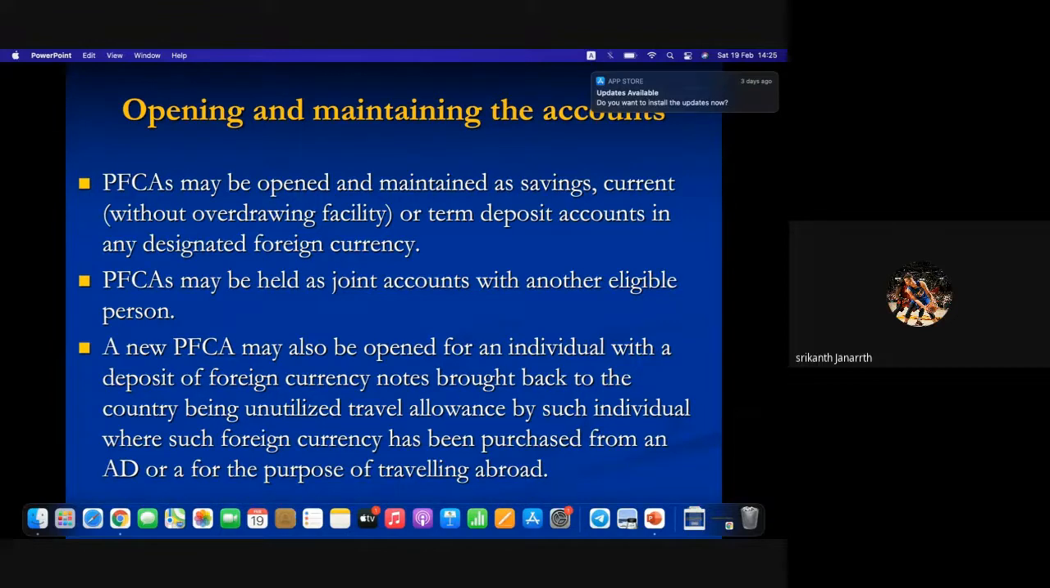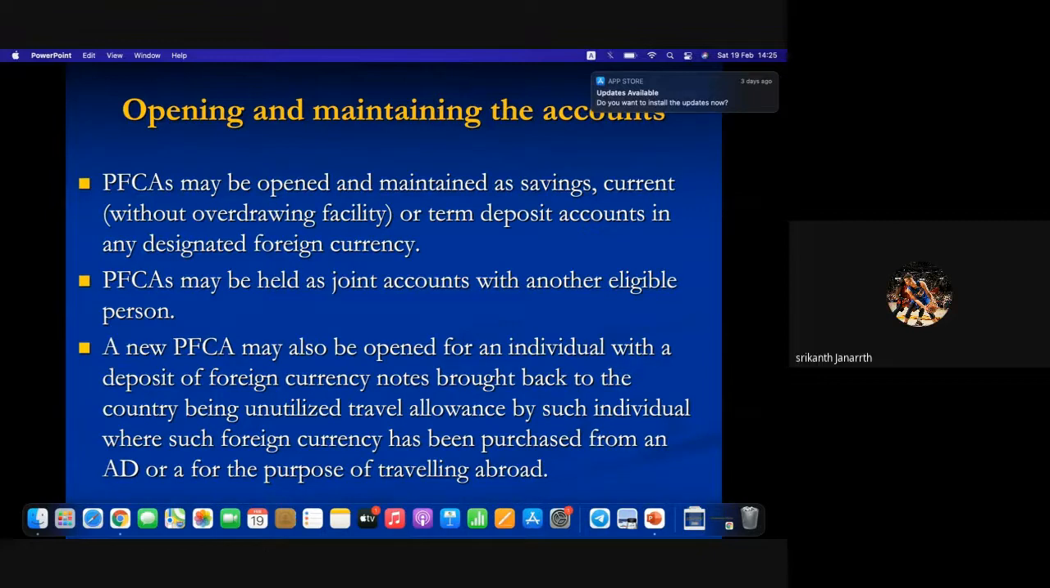A PFC, the personal foreign currency account, may be held as a joint account with another eligible person. Husband and wife who are Sri Lankans working, or husband and wife working in the Middle East, can open a joint account, right? Or husband and wife who migrated to Australia can have a joint account. Or two brothers can have a joint account, right? Whoever is an eligible person can open a joint account.